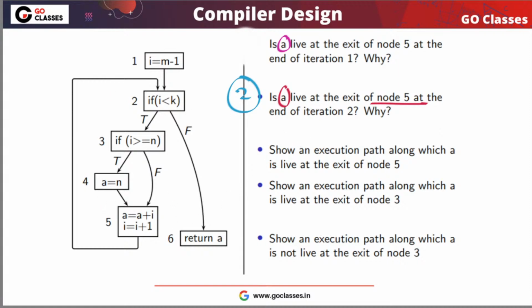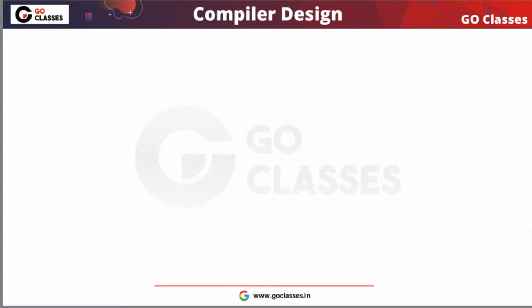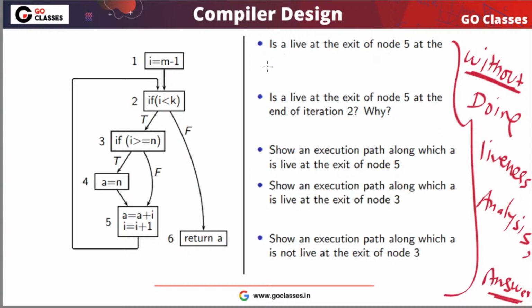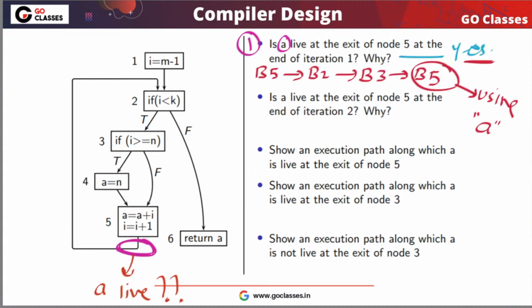Okay, don't worry about the iteration. Sorry for that, let me just correct it. Don't worry about the iterations, because no one is going to ask you first iteration, second iteration. In the GATE exam, they will not ask you first iteration, second iteration. That is stupidity. So don't worry about the iteration and all.